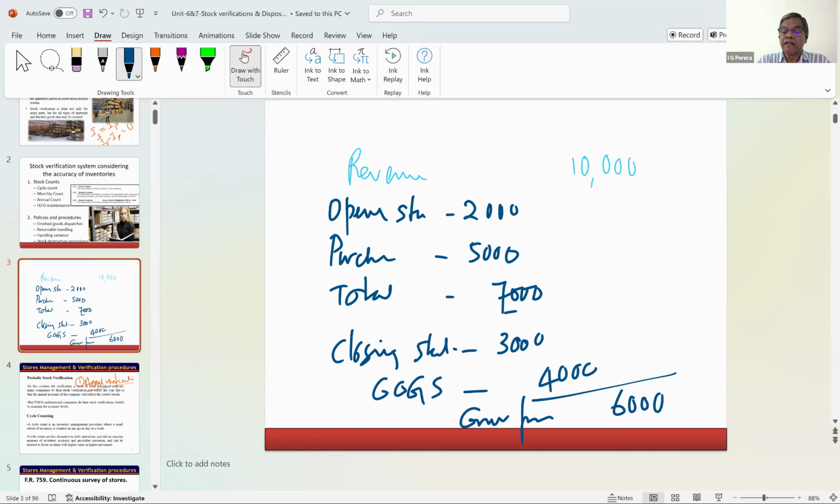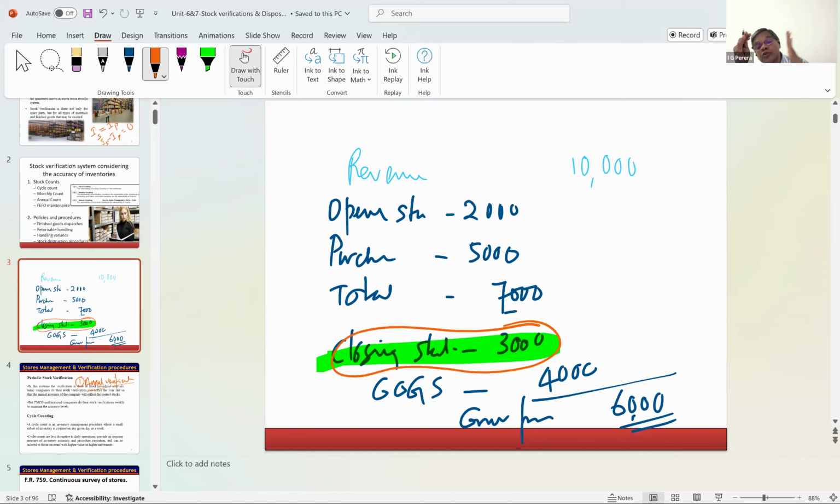Now see, this is if you assume a trading organization. Your revenue is 10,000, your opening stock 2,000. Opening stock means the previous year's closing stock, so it will be the opening stock for this year. During the year you purchase 5,000 and the total will be 7,000. Your closing stock is 3,000. Therefore, your cost of goods sold will be 4,000 and you are earning an operating profit of 6,000. There are two aspects to this now. What are the two aspects?